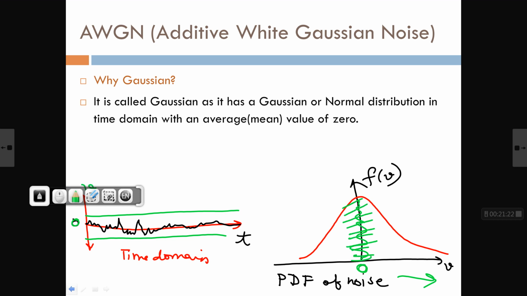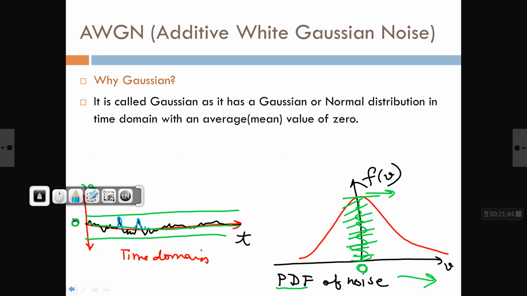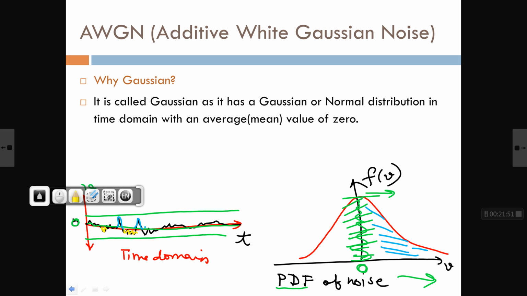And that is the reason at 0 it has the highest value, that is the probability is highest. This is the PDF, meaning probability distribution function. So the probability of noise is highest here at 0. That means most of the times the noise would be 0, but sometimes noise can be positive, as you can see here. So this is your positive side of the noise, and sometimes the noise can be negative, the way it is shown here. So here is the negative side of the noise.